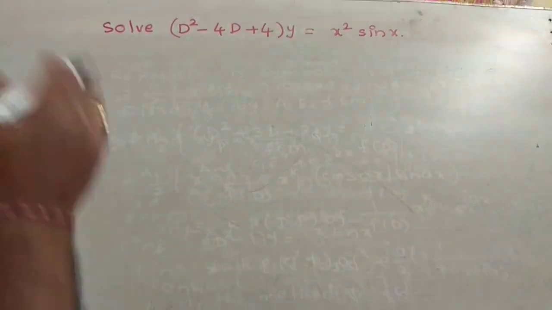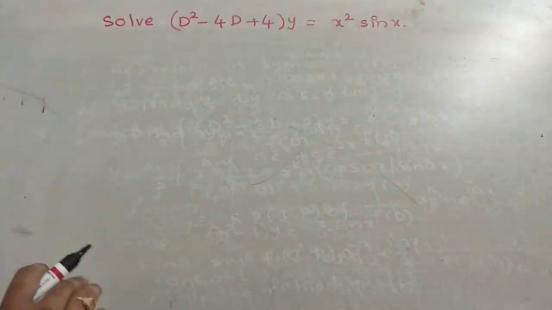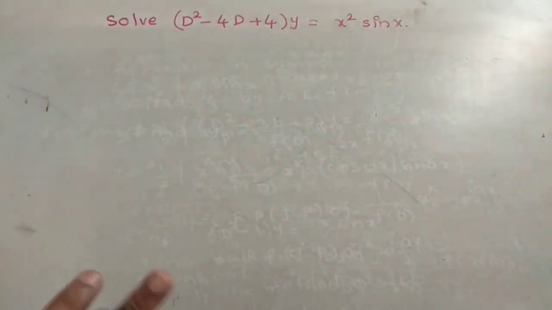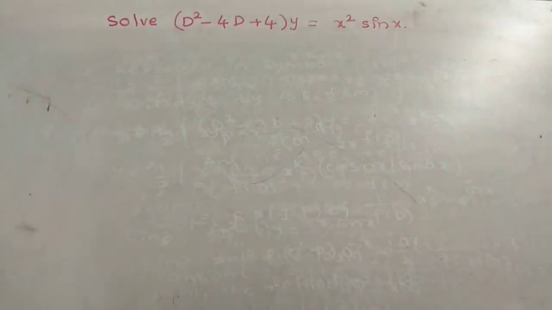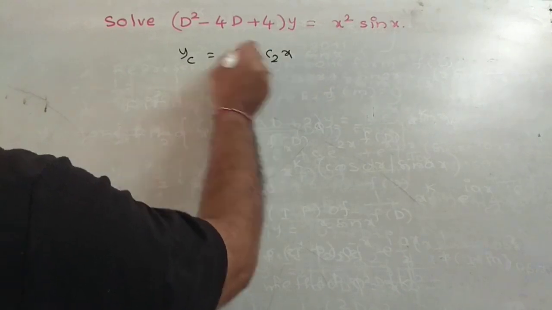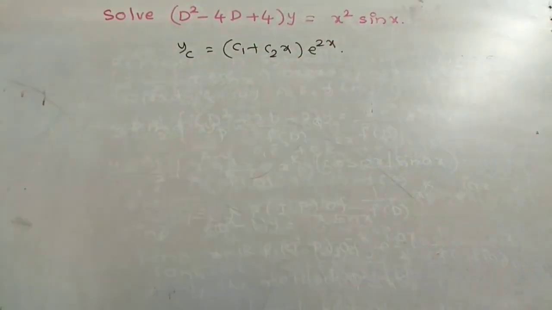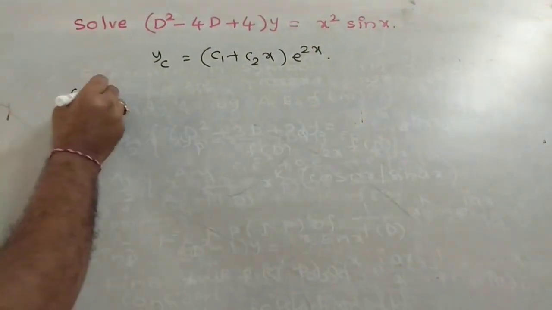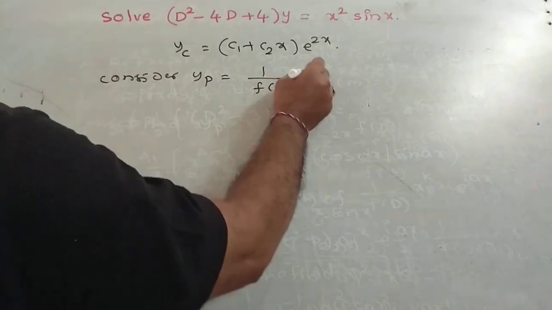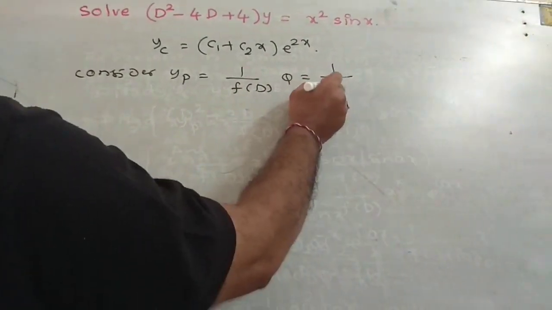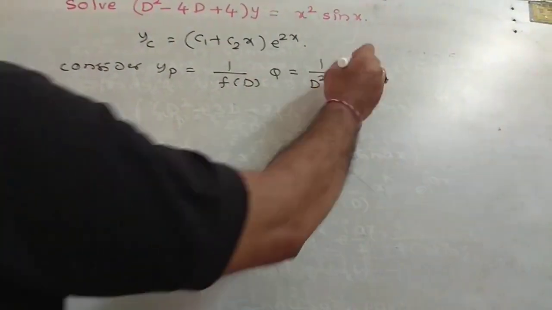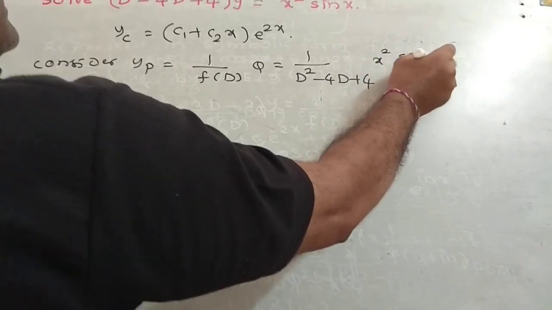So directly you calculate your auxiliary equation, and two m values are available. As per your given problem, the m values are 2, 2. Roots are real and repeated. So you write yc equal to c1 plus c2x into e to the power of 2x. Is it not? Then you take yp, the particular integral, which is 1 divided by f of D of Q. It is 1 divided by D square minus 4D plus 4, and Q stands for x square into sin x.